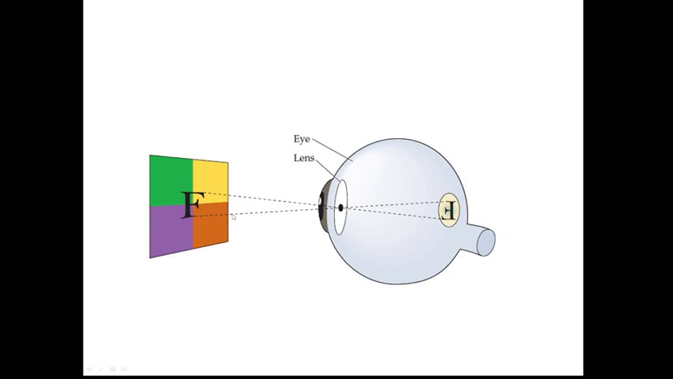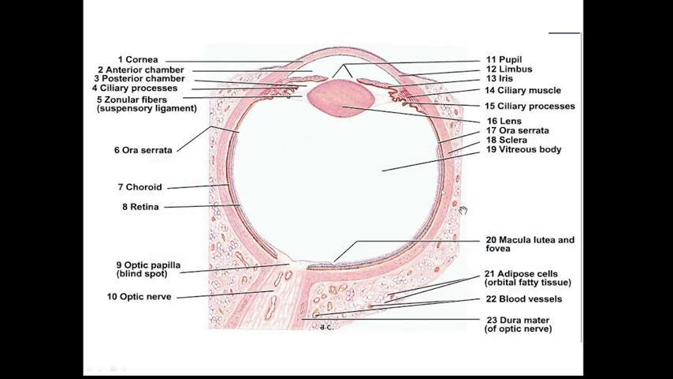Actually, when we see an object with our eyes, the image is formed on the retina, and this image is inverted and much smaller than the actual image. The image formed on the retina is received by the photoreceptors present in the retina, that is, the rod and cone cells.